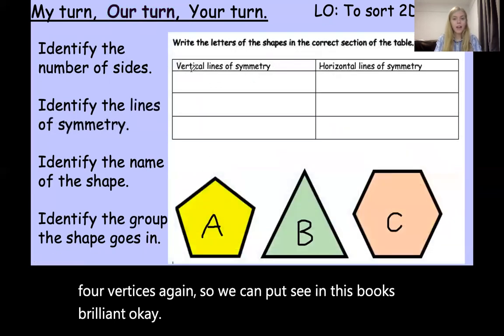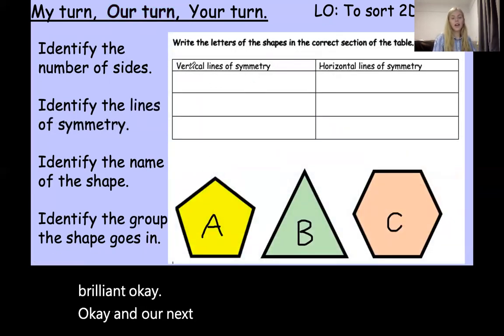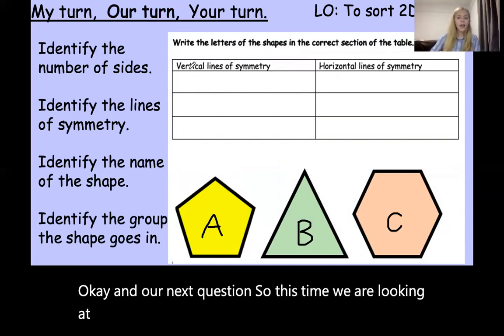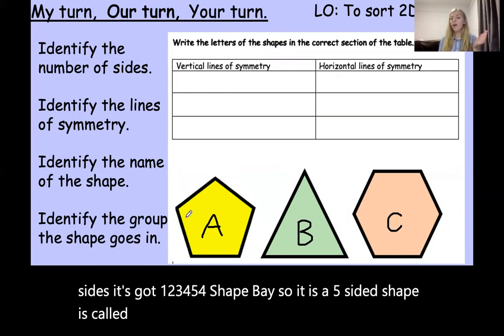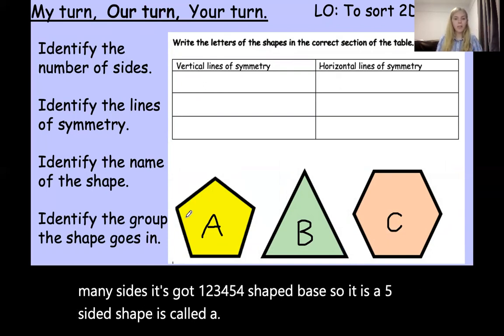Okay, and our next question. So this time we are looking at vertices. So again, we can have a look at how many sides it's got. 1, 2, 3, 4, 5 for shape A. So it is a 5-sided shape. It's called a pentagon. Well done if you remembered that.